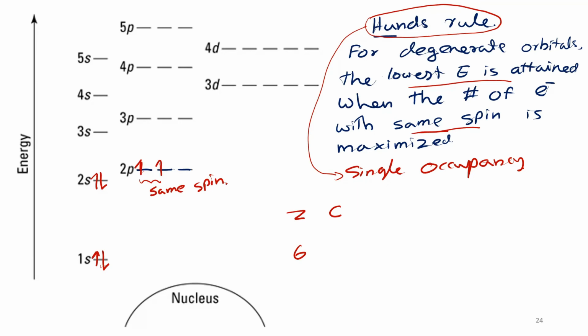Electrons, they are negative charges. They kind of hate each other. So they don't like to pair up. So if there is any possibility, they will try to have their own space. Even having an opposite spin is going to cost a certain amount of energy. So if there is no energy cost, they will not have opposite spin. Instead, they will have the same spin because the orbitals are degenerate.